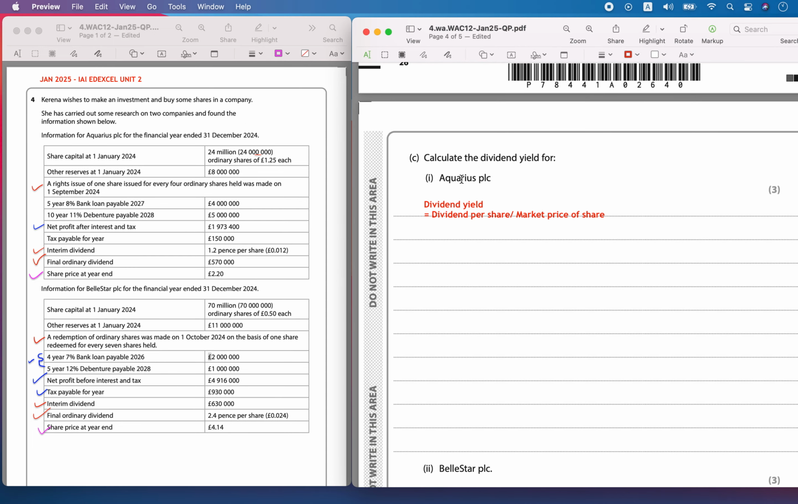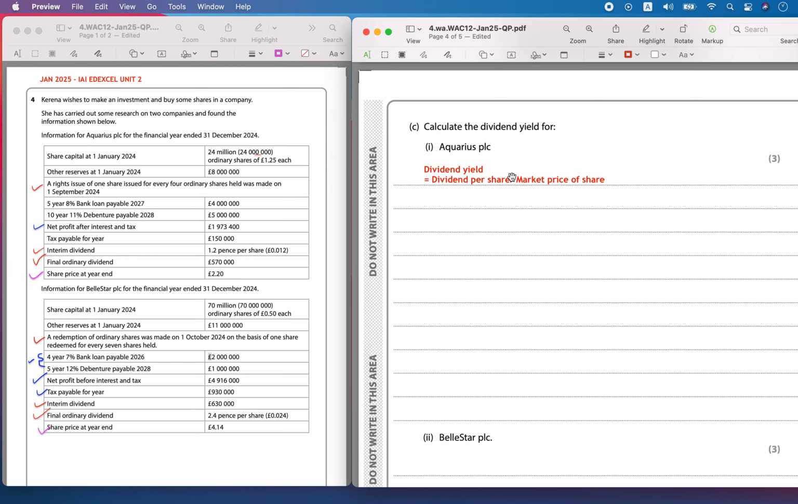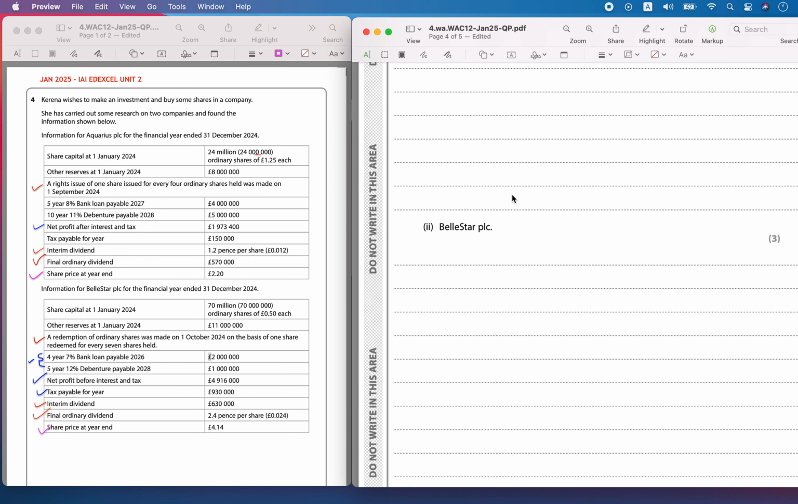Now the third part, calculate the dividend yield for Aquarius PLC. So what is the dividend yield per formula? It is dividend per share divided by market price of the share. Now let's calculate for Aquarius PLC.